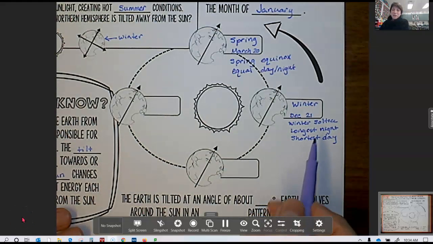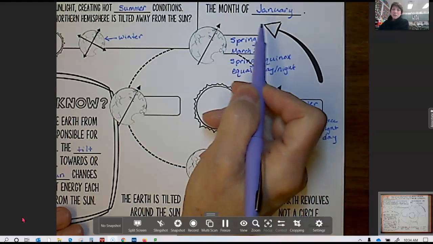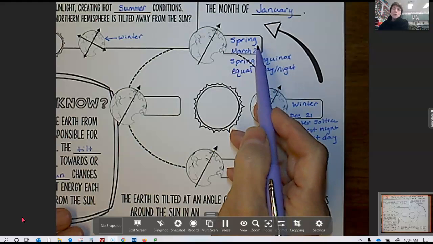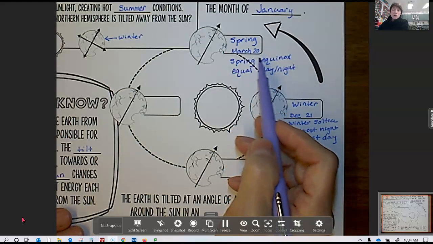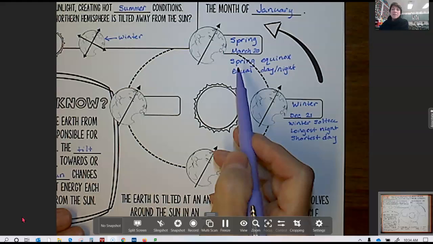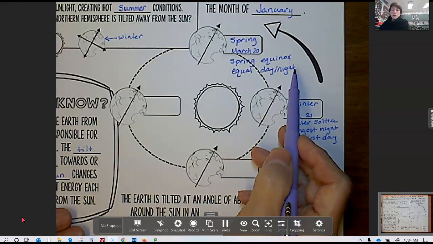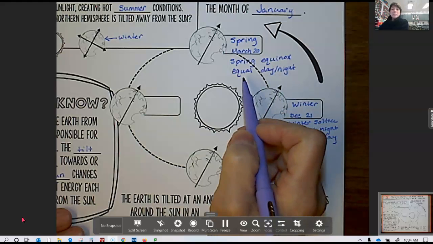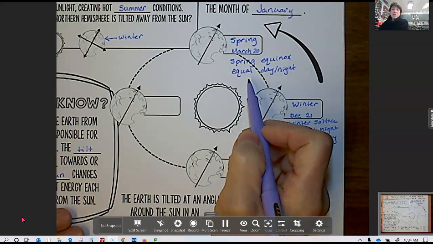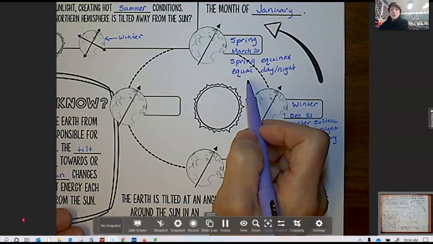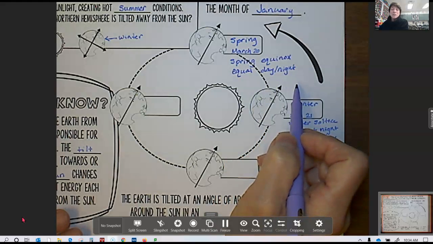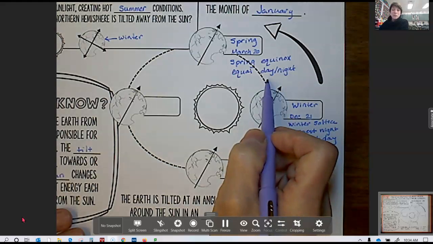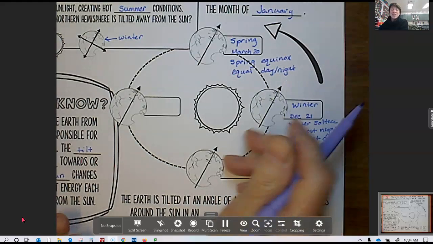Okay, and as we're traveling around the sun in our counterclockwise orbit, the next season that we're going to get to is spring. Spring starts on or around March 20th, and that is called the spring equinox. You see that word, kind of like equal? That's because at the spring equinox on or around March 20th, we're going to have an equal number of day and night hours. So our daylight hours will be exactly equal to our nighttime hours: 12 hours of daylight, 12 hours of night.